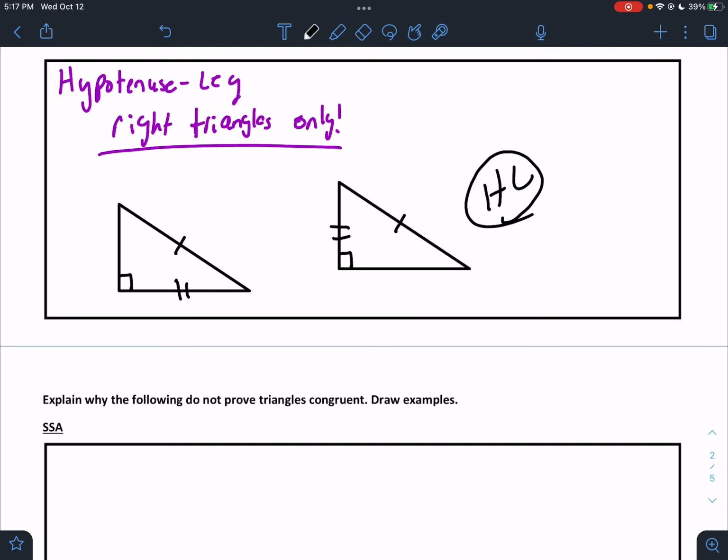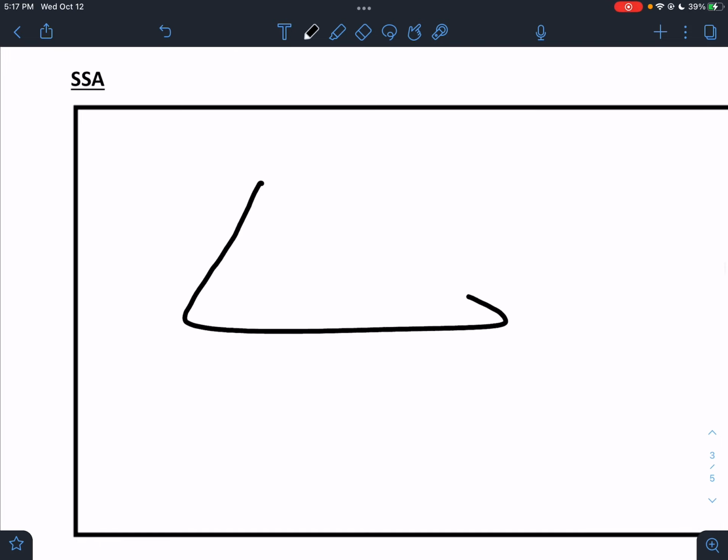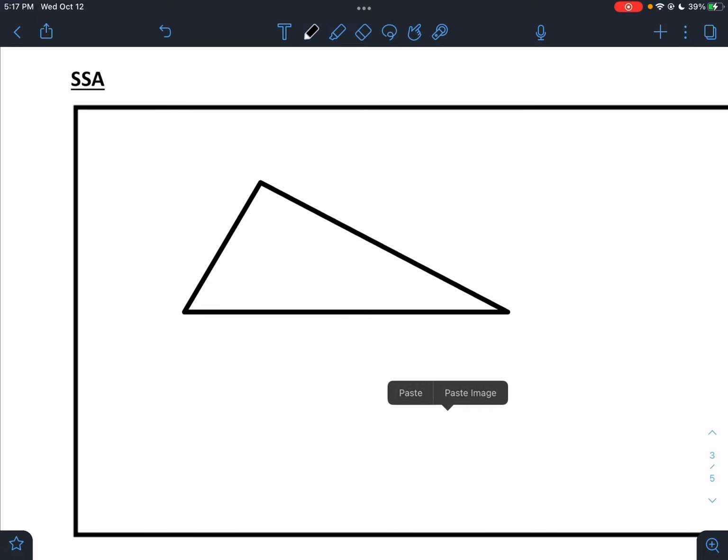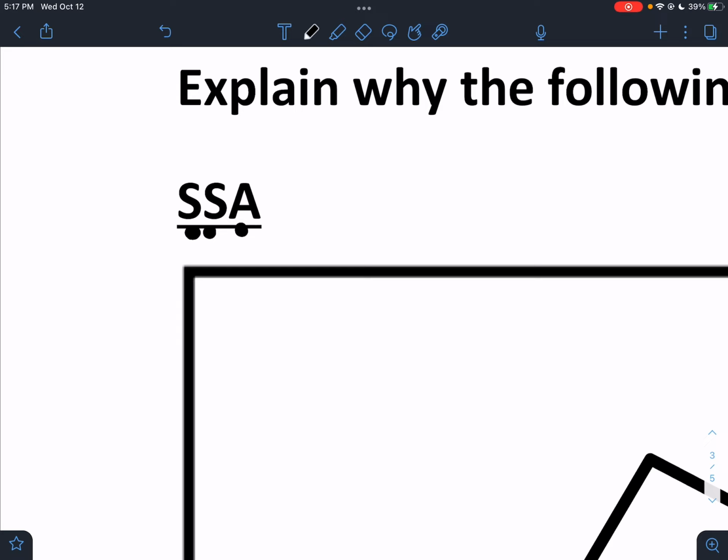So that is hypotenuse leg. All right. So we got a couple more things to go through here. I'm going to create this, but I do want to talk about it first. Side, angle. Where's the angle? Two sides. Does the angle touch both sides? No.